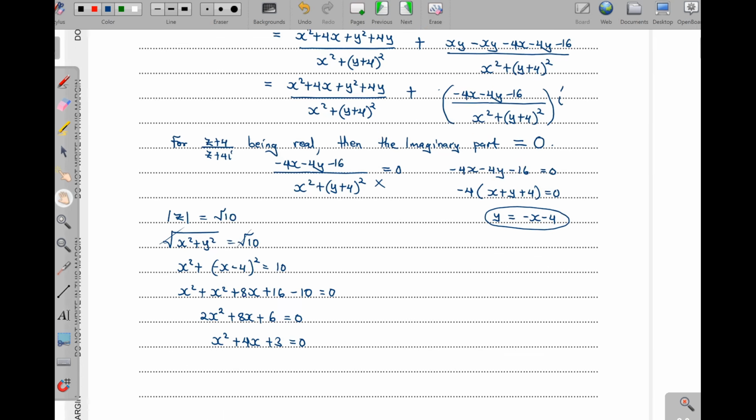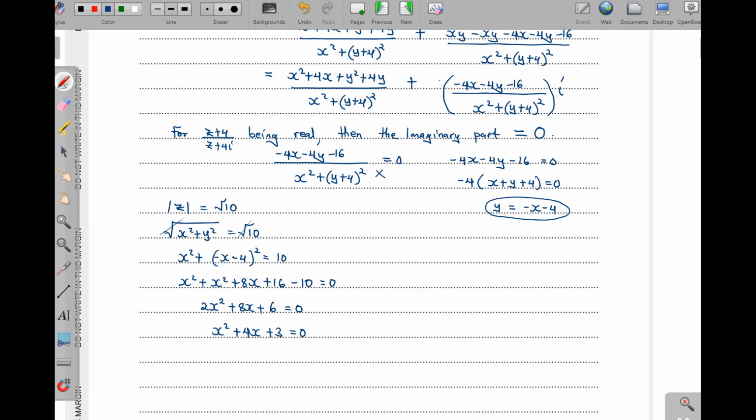The two numbers I can multiply to give me a 3, but when I add them, they give me a 4. That is exactly 1 and 3. So I'll put (x plus 3) and then (x plus 1), which is equal to 0. So when I equate this one to 0, then our x is going to be equal to negative 3. And also when I equate this one to 0, x becomes negative 1. You see that?